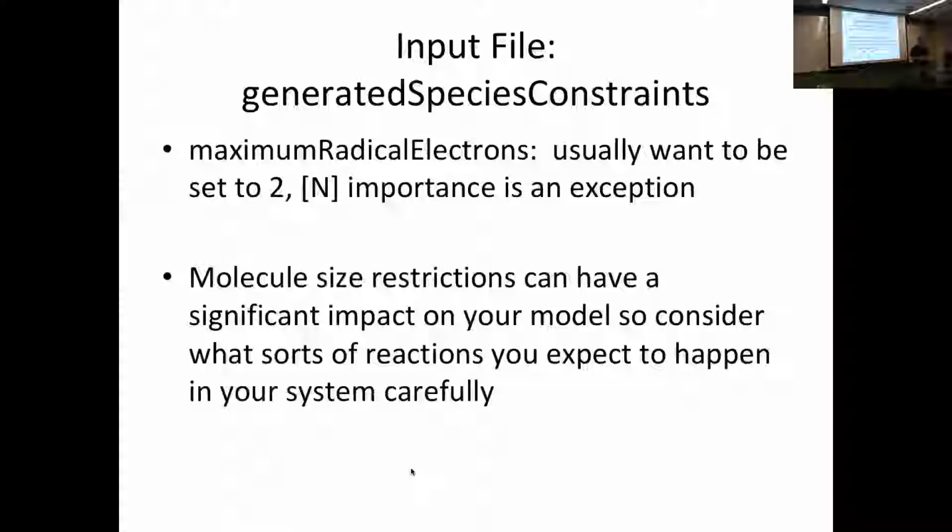So generated species constraints is a really important block. It lets you set molecule size restrictions on the kinds of molecules that can be generated. In particular, maximum radical electrons is one you want to take a look at. Usually you don't want to set this greater than 2, unless the nitrogen triad can be important in some situations. That's kind of the exception to the rule. Sometimes you could theoretically set it to 1, but it might be a bit risky. These molecule size restrictions can have a very significant impact on your model. So you want to consider carefully what sorts of reactions you expect to happen in your system, and what stuff you're concerned about catching.